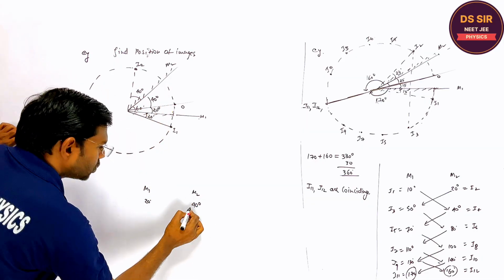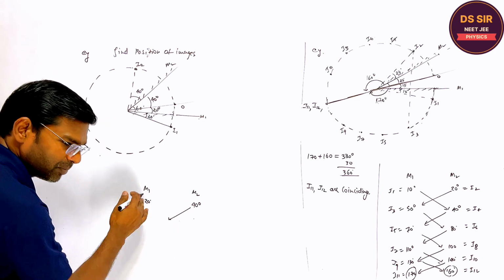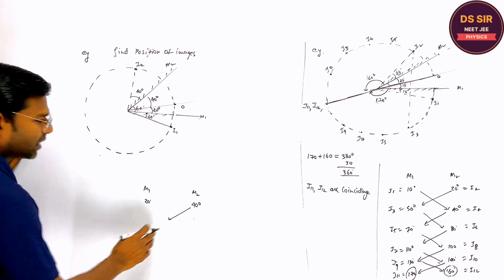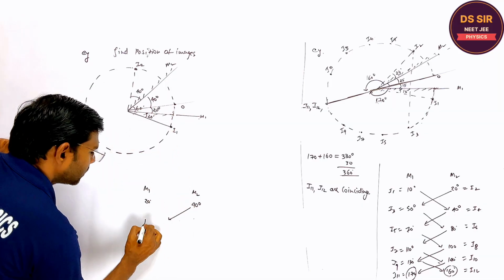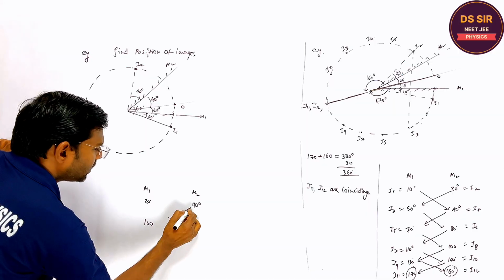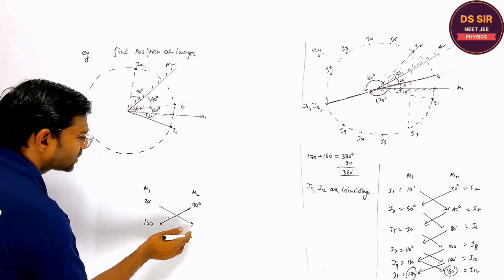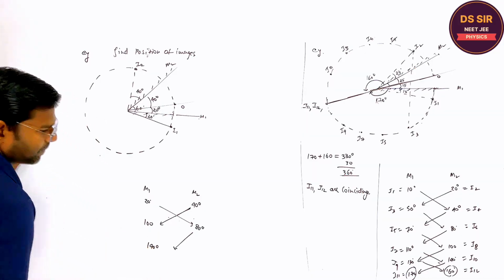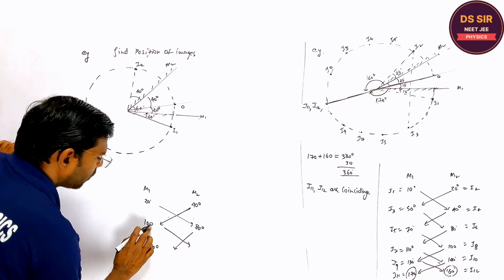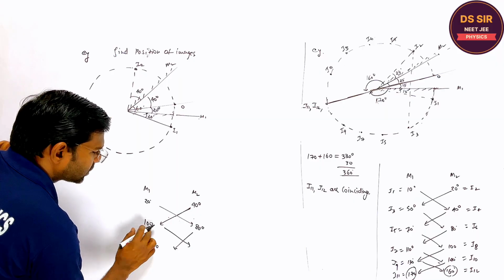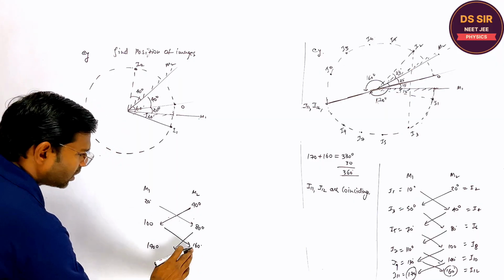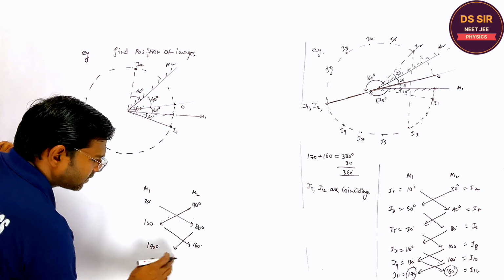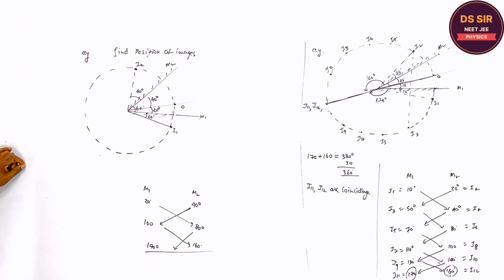Say 60. So you have to add, and finding the position of the image is still within 180 degree, right? 40 plus 60, say 100 degree, right? And 20 plus 60 is equal to 80. 80 plus 60, say 140, right? And this is 160. Now if you add the 60 degree, it becomes more than 180, so only these are the images, right?